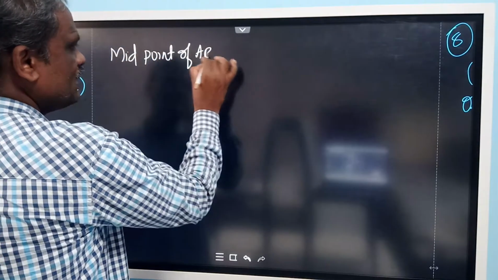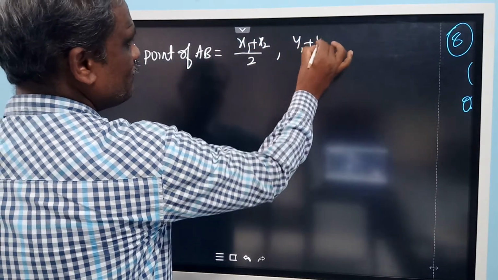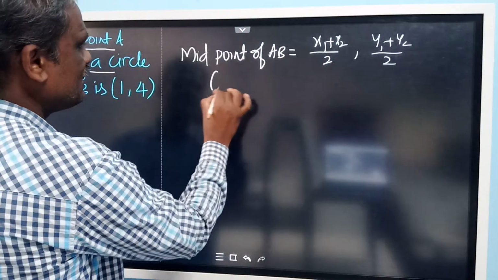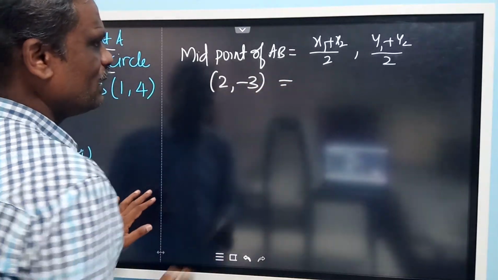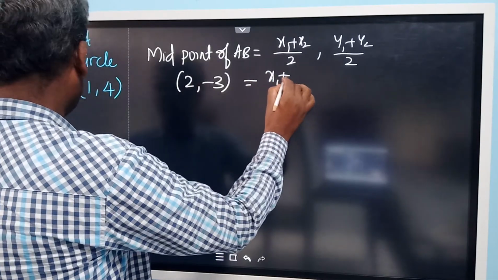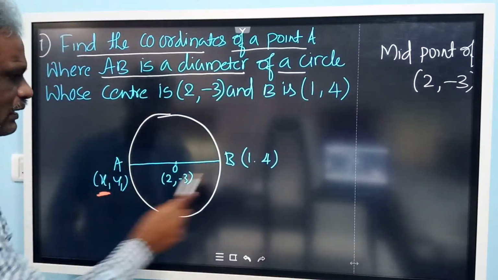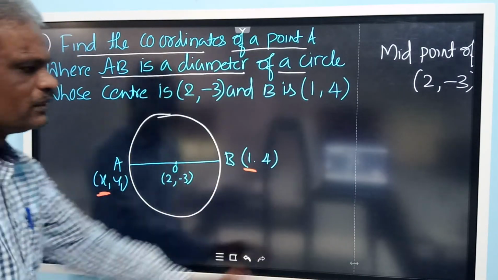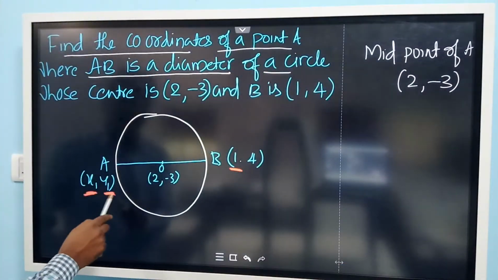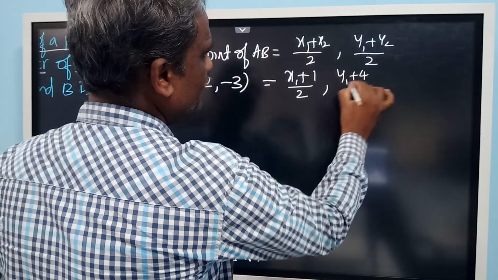Midpoint of AB is equal to (x1 plus x2 by 2, y1 plus y2 by 2). The midpoint of AB is nothing but (2, -3). Here x1 is the unknown and x2 is the first coordinate of B, which is 1. So x1 plus 1 divided by 2, comma y1 plus y2 divided by 2. y1 is the unknown and y2 is 4, so y1 plus 4 by 2.